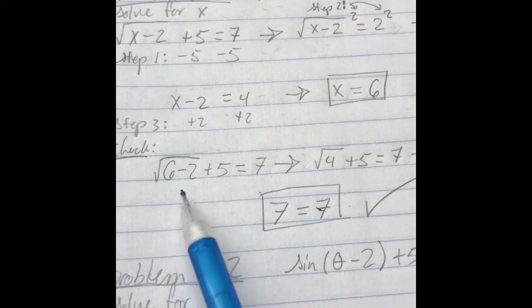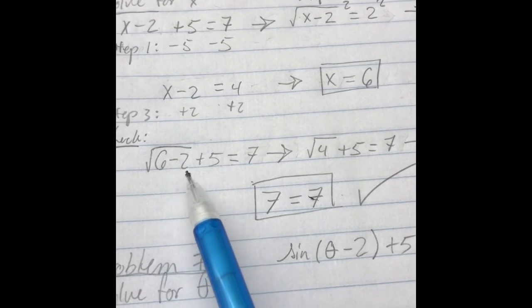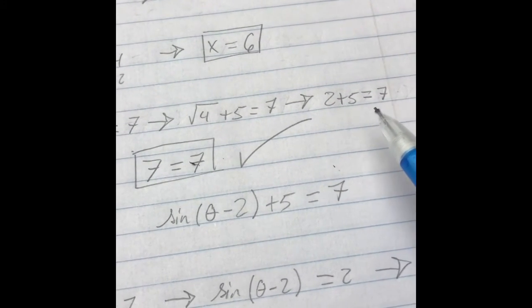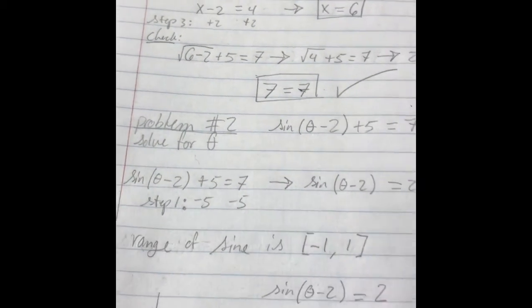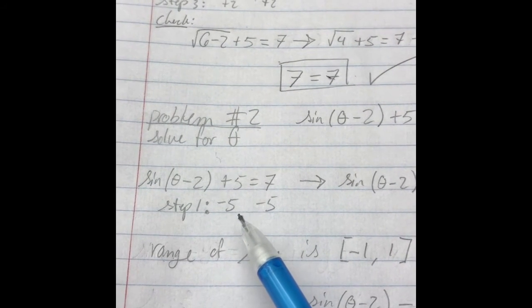And then solving for this, we just plug back into the original equation, so the square root of 6 minus 2 plus 5 is equivalent to 7, because the square root of 4 plus 5 equals 2 plus 5 equals 7. Check.